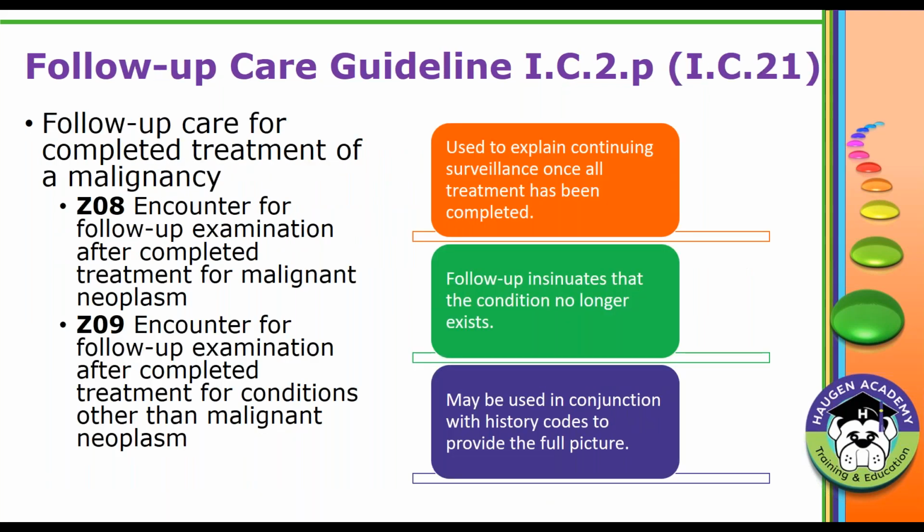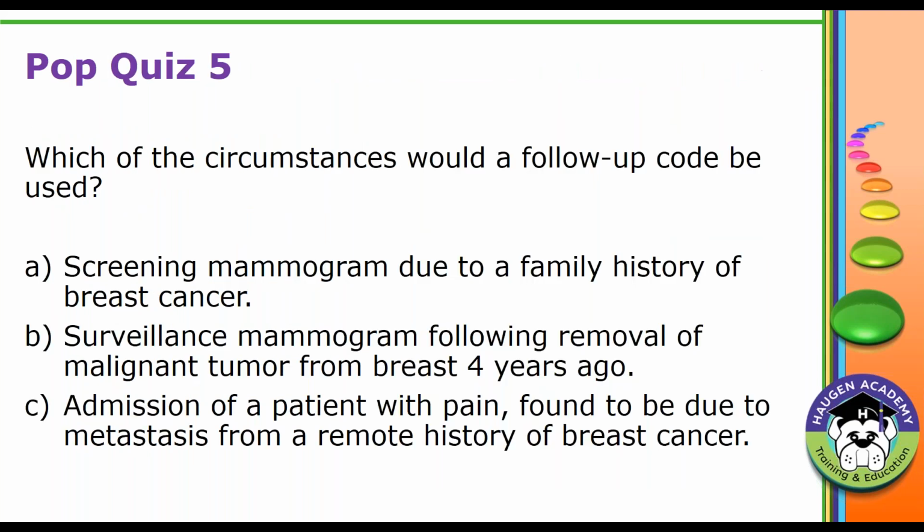And we have the follow-up care guideline, and that's 1.C.2.P. This has to do with codes Z08 and Z09. They're used to explain continued surveillance once all treatment has been completed. Follow-up implies that the condition no longer exists, and it can be used in conjunction with those history codes that we just talked about. And this brings us to our last pop quiz.